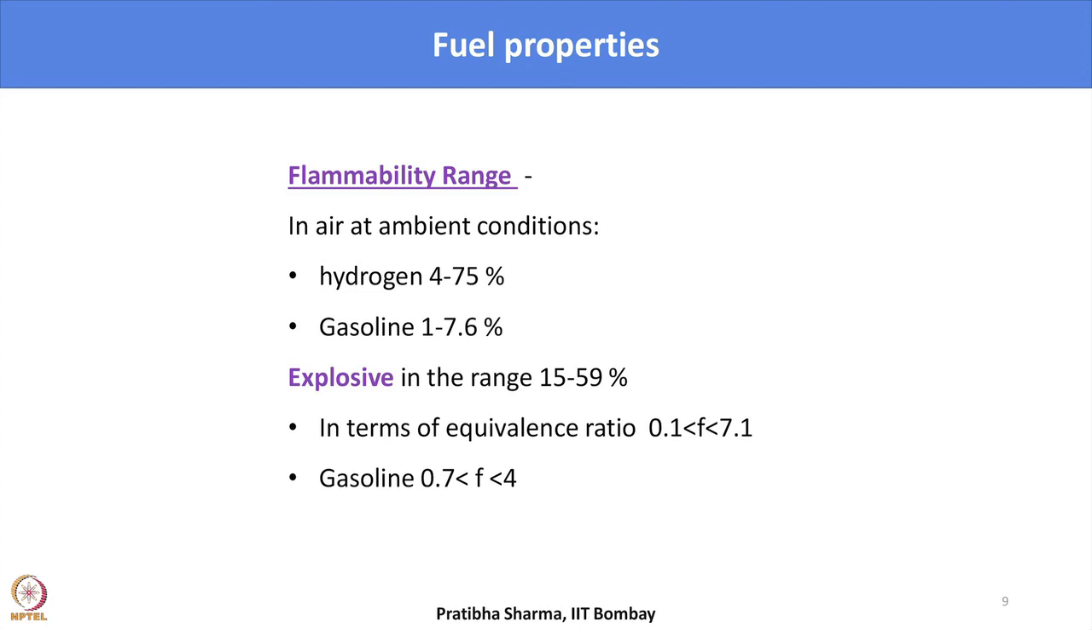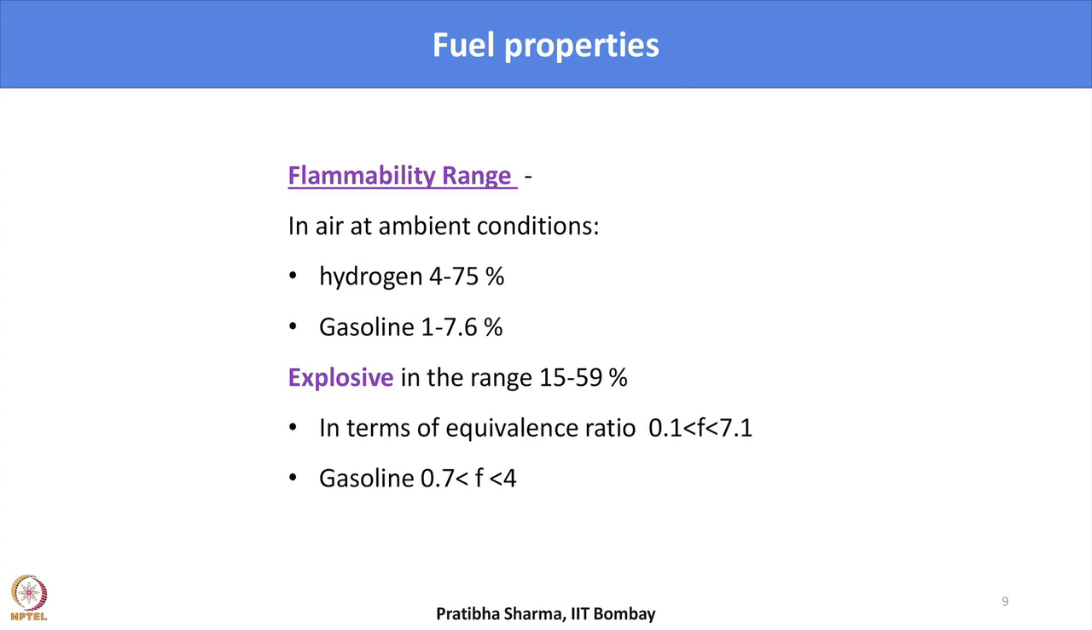When we talk about engines, we define the equivalence ratio, which for hydrogen lies in the range of 0.1 to 7.1. This is defined as the actual fuel to air ratio divided by the stoichiometric fuel to air ratio. For gasoline, however, this lies in the range of 0.7 to 4. Thus, for hydrogen, this is quite wide.